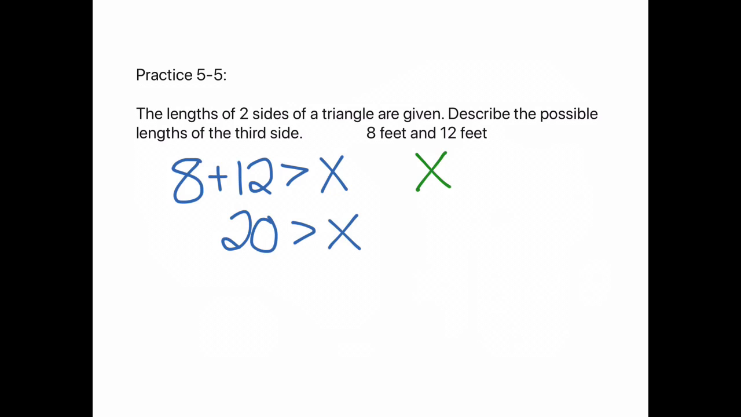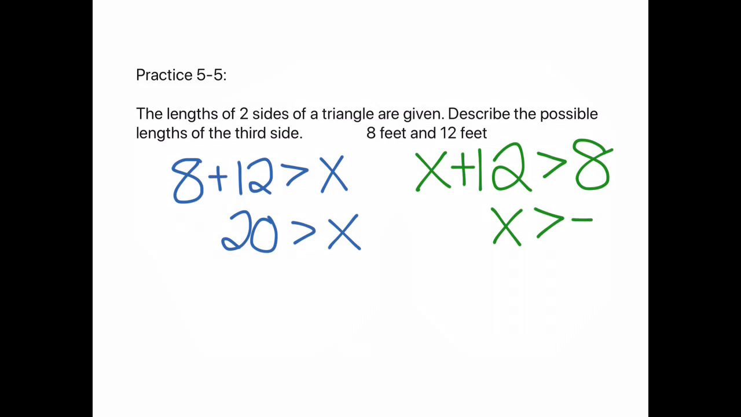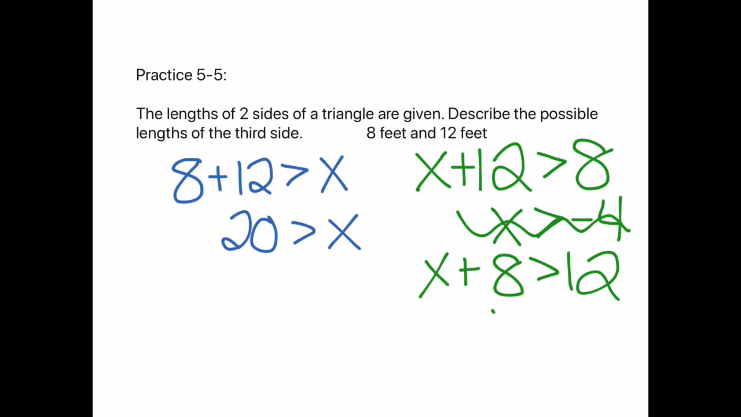And then the other way you can do this is to say that the side we have plus 12 would have to be greater than 8. And when you subtract 12 from both sides, we would say that x has to be greater than negative 4. But that doesn't make any sense because you can't have a side of a triangle that's a negative number. So then let's try the other one. X plus 8 would have to be greater than 12. And when you subtract there, you'll get x has to be greater than 4. So that's our list. X has to be greater than 4 and less than 20.